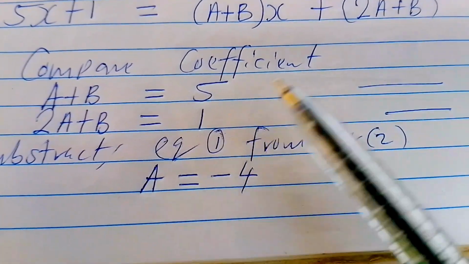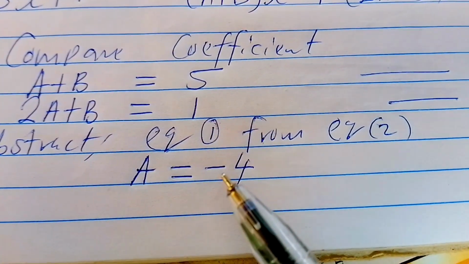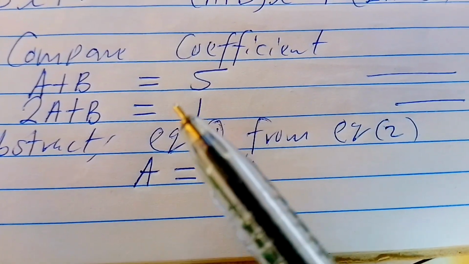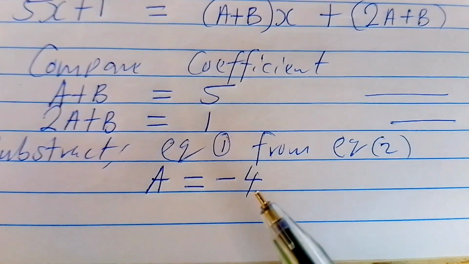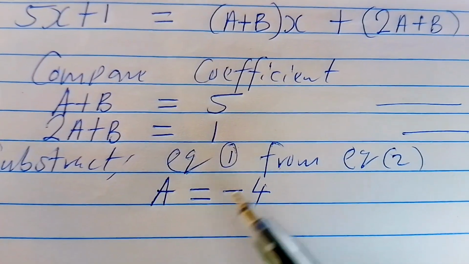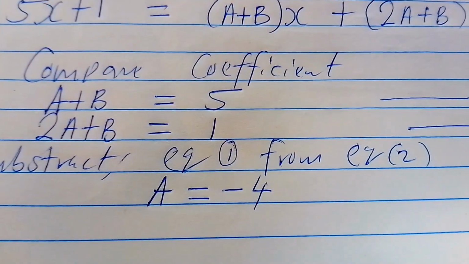Now if you say 1 minus 5, what is that going to give us? Minus 4, because 1 is a lower number than 5. So that's why we have the value of minus 4. Now we are getting the value of a.